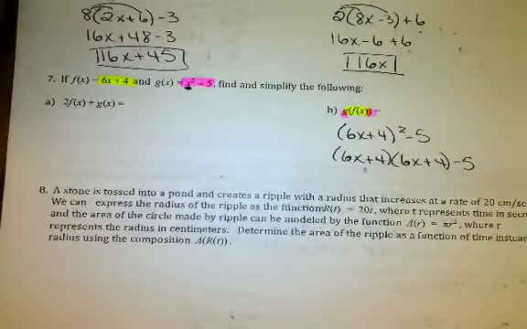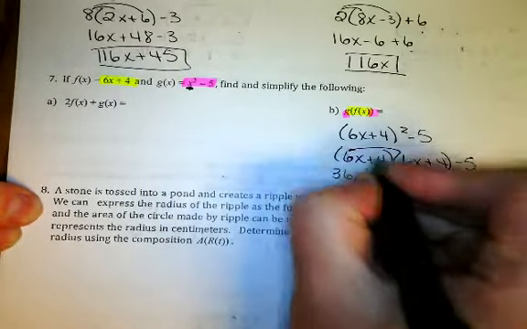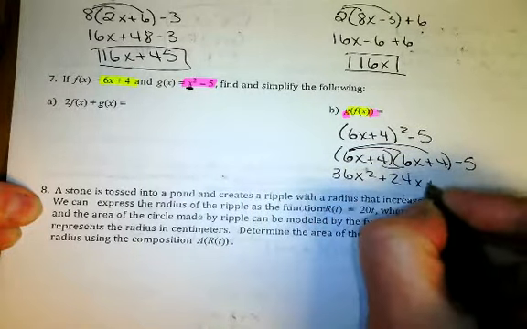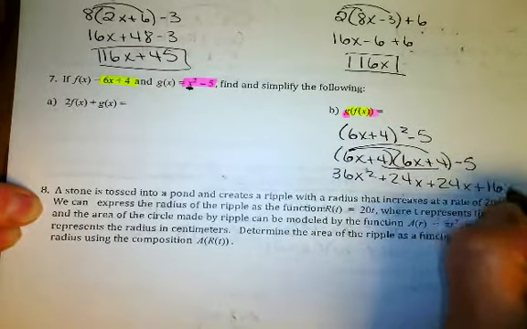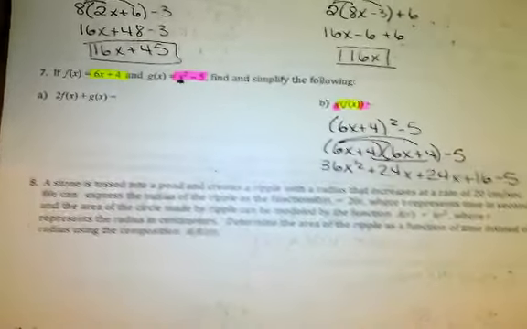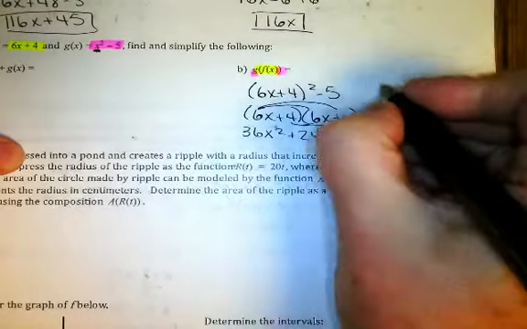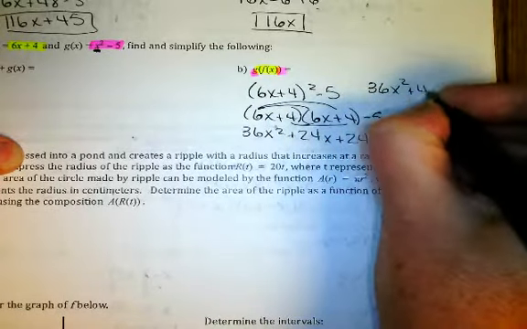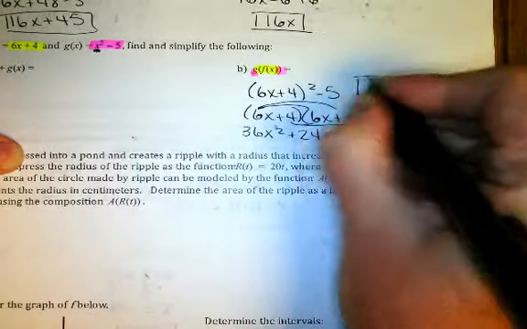All right, so if I multiply this out, this gives me 36x squared plus 24x plus 24x plus 16 minus 5. So I'm going to simplify that now, and that gives me 36x squared plus 48x plus 11.